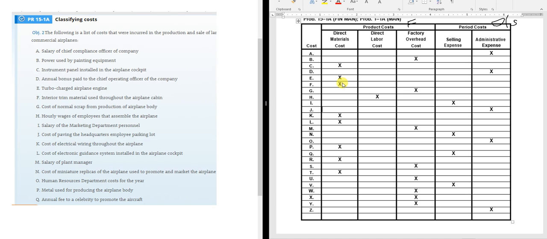G, cost of normal scrap for production of airplane body. Again, a lot of people get tripped up on this one. It definitely happens in the factory, so it's product. Some people say it's direct materials, but generally scrap we consider factory overhead. So think of the scrap as the edges, if you're cutting out a piece of metal and you have the edges that you throw away, we know that each machine might need that, so we try to spread that scrap over all the products.